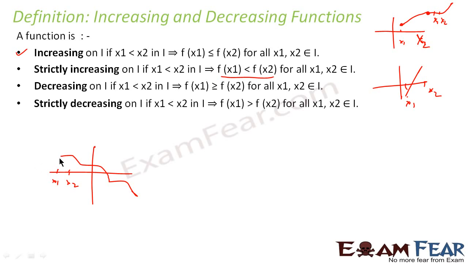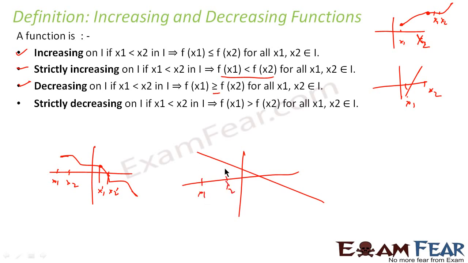In this case, if you see, both are equal. But if you take these 2 points here, x1 dash and x2 dash, in this case, f of x1 dash is this and f of x2 dash is this. And if you see here, f of x1 dash is more than f of x2. So either of these is true, greater than or equal to. So it is decreasing.